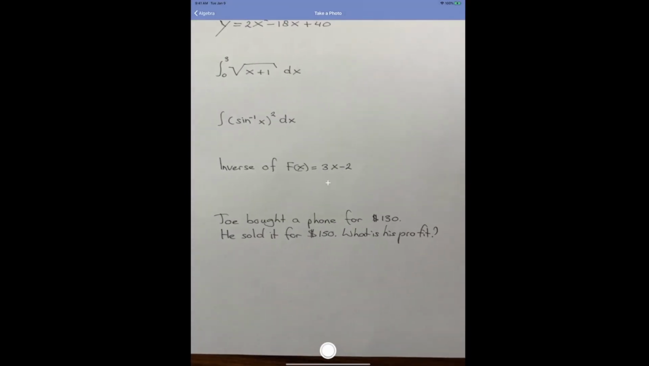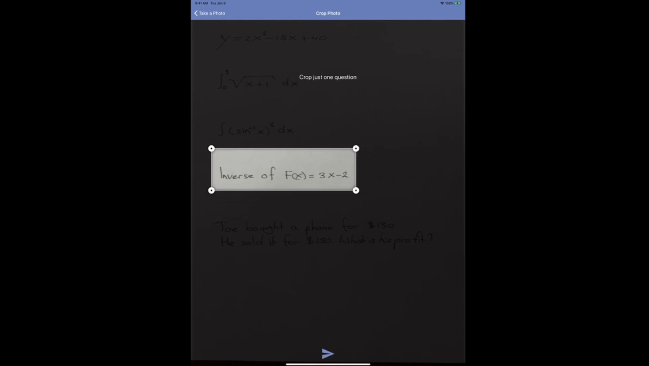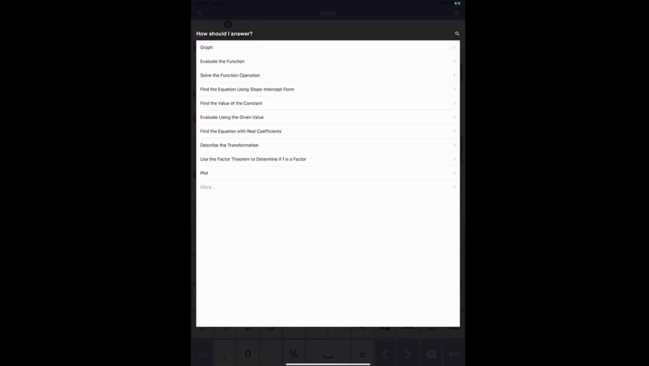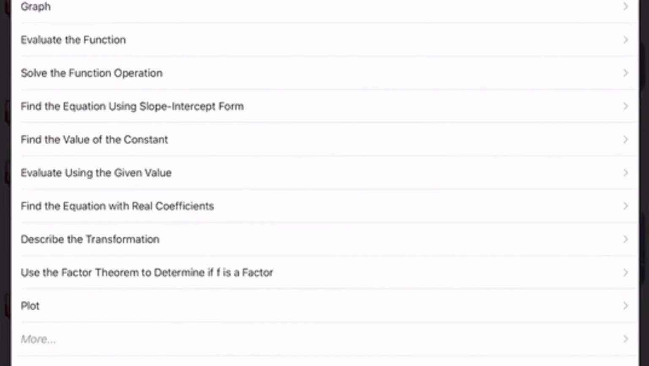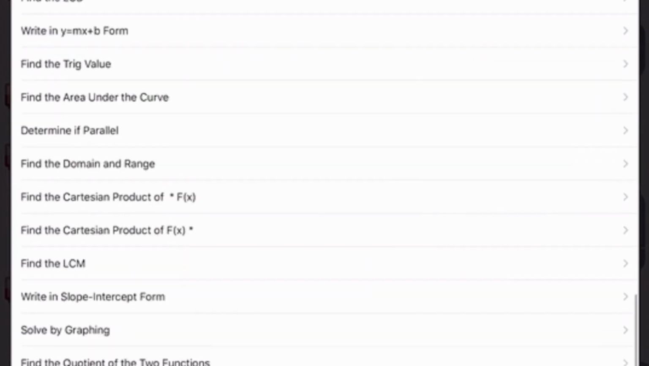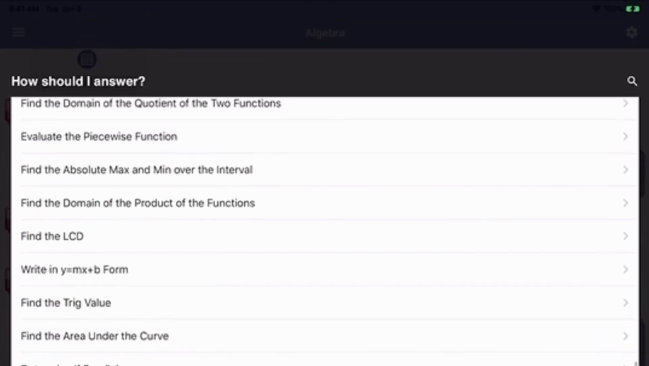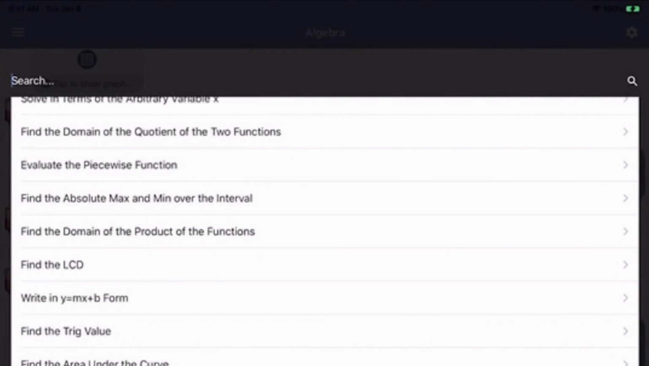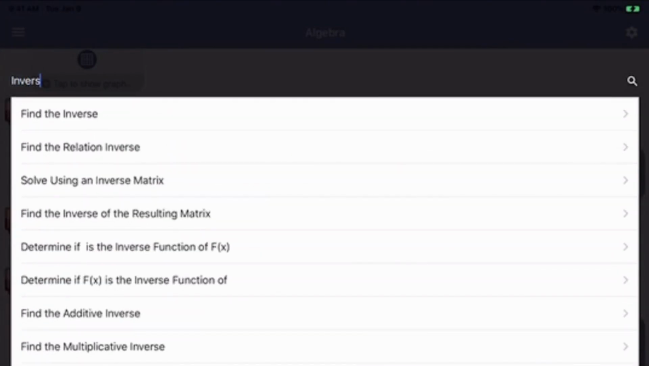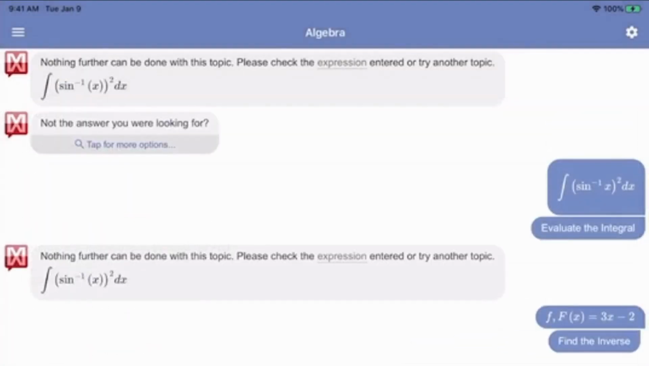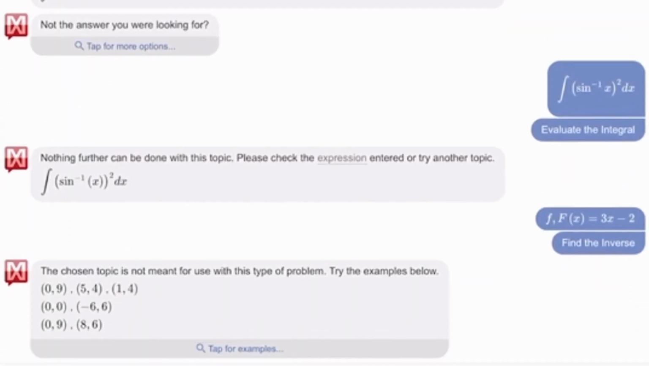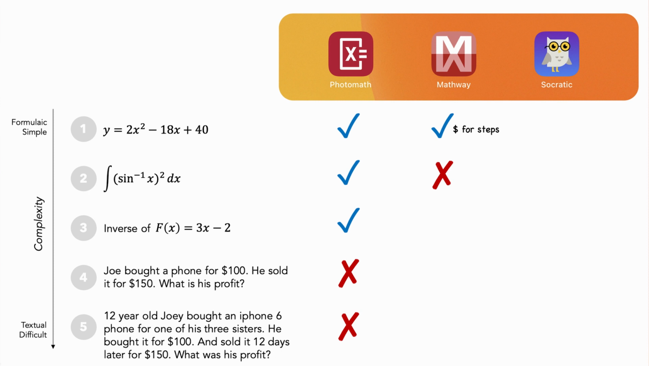Let's go to the next one, which was the inverse of a function. And in the other one, we had to tell it that we were looking for the inverse. So likely we'll need to do that here as well. Yeah, let's do it. And it's asking us what to do with this. The inverse is not there, but there's an option that says more. And there's so many things it can do. There's also a search function. So let's try that. And where do I type the search? Inverse. Find the inverse. Okay, that's handy. And it says, find the inverse. Yes. The chosen topic is not meant for use with this type of problem. But again, it seems that the other app was a bit better at solving problems.